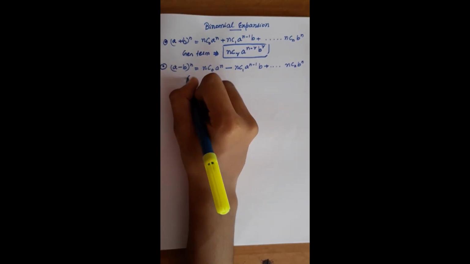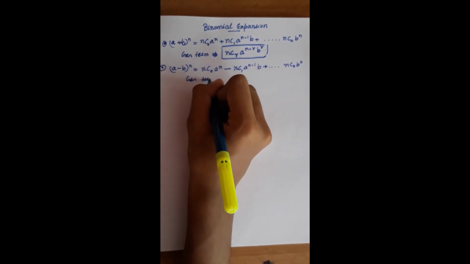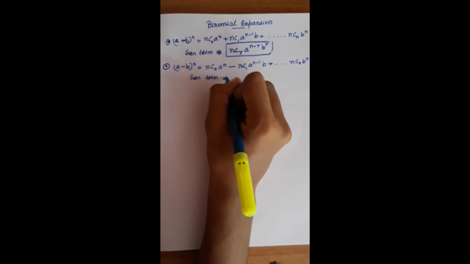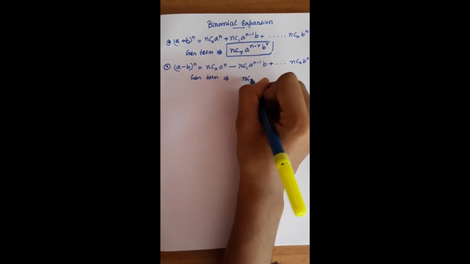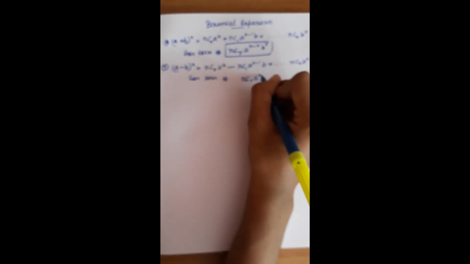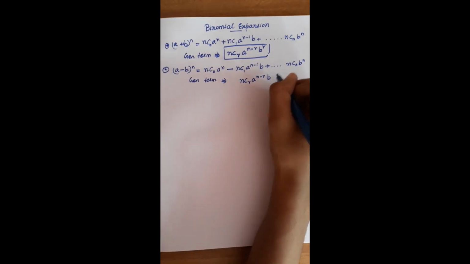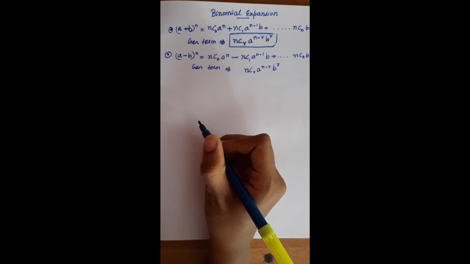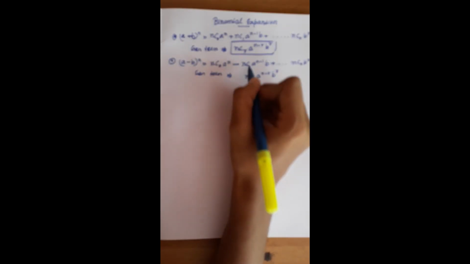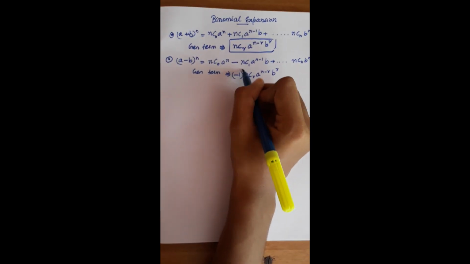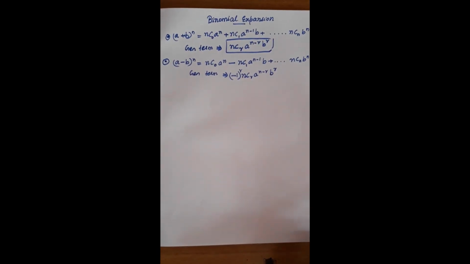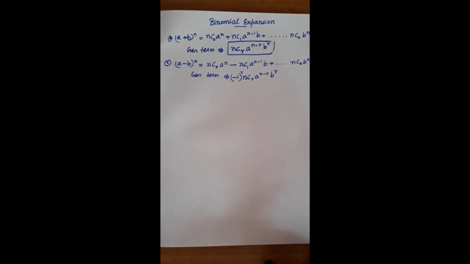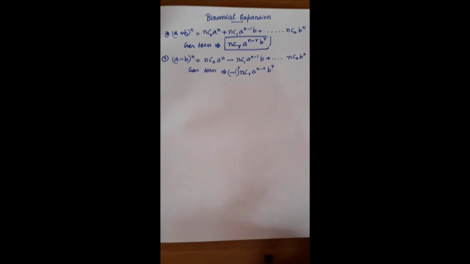Now the general term for this turns out to be the same as the above, that is nCr a^(n-r) b^r, but the sign is different. The sign turns out to be (-1)^r. That is, for odd r the sign is negative and for even r it is positive.